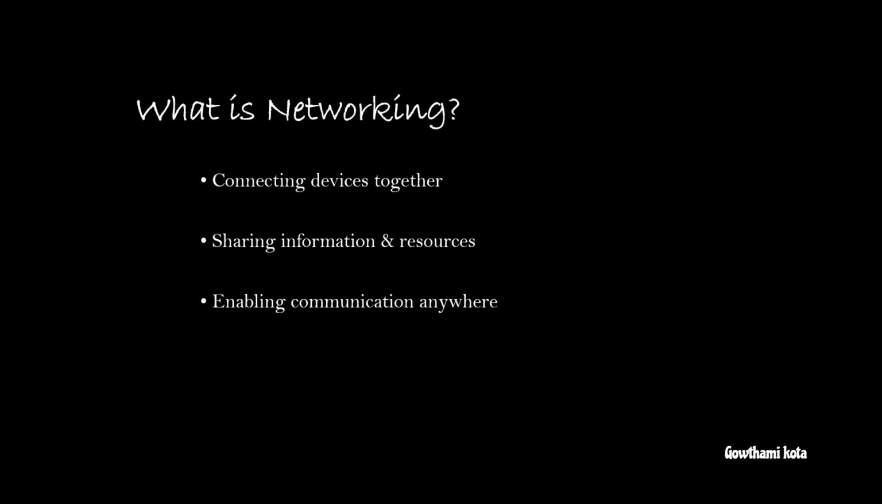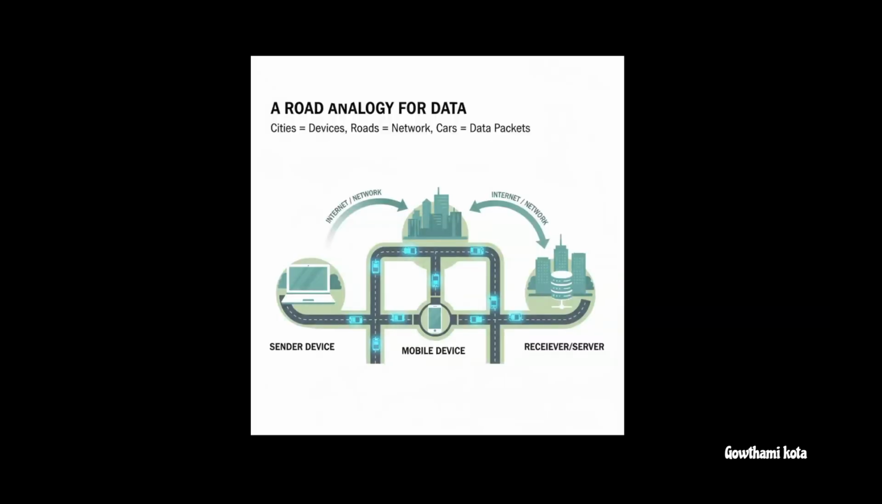So here devices are like different cities, and networking is like building roads between cities. Once the roads are there, cars can move freely. Here, cars are like the data packets or the data that you want to transfer from one device to another device, or from one city to another city. And the roads are like cables, which can be wired or wireless connections that transfer the data from one place to another place.